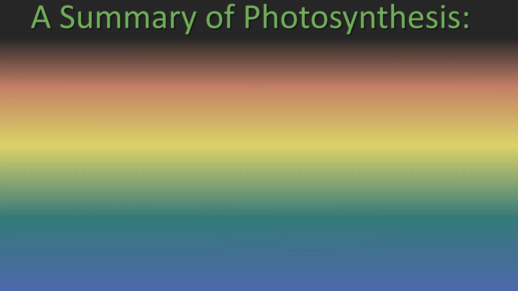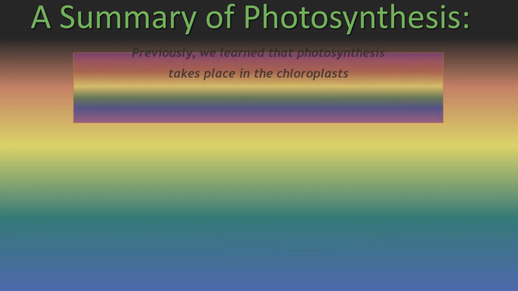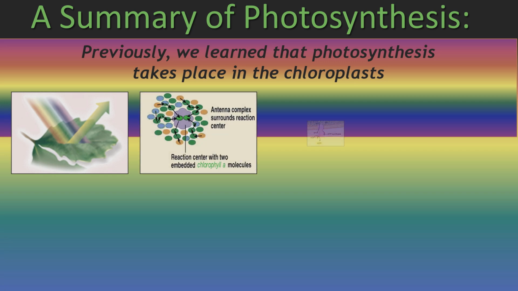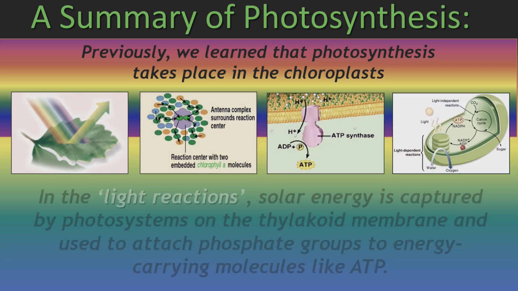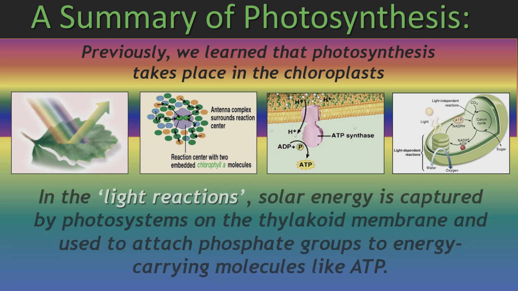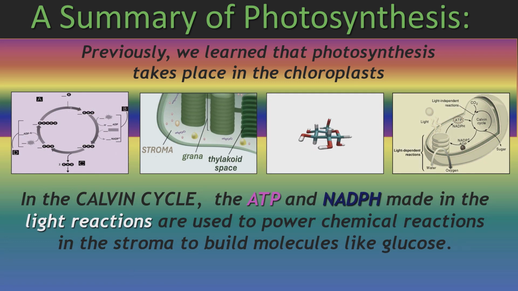So, to summarize photosynthesis, previously we learned that photosynthesis takes place in the chloroplast, and in the light reactions, solar energy is captured by photosystems of the thylakoid membrane and used to attach phosphate groups to energy-carrying molecules, like ATP. In the Calvin cycle, the ATP and NADPH, which are made in the light reactions, are used to power chemical reactions in the stroma to build molecules like glucose.